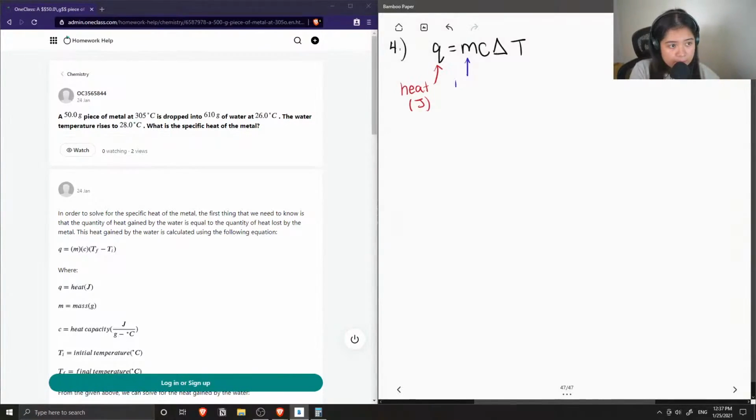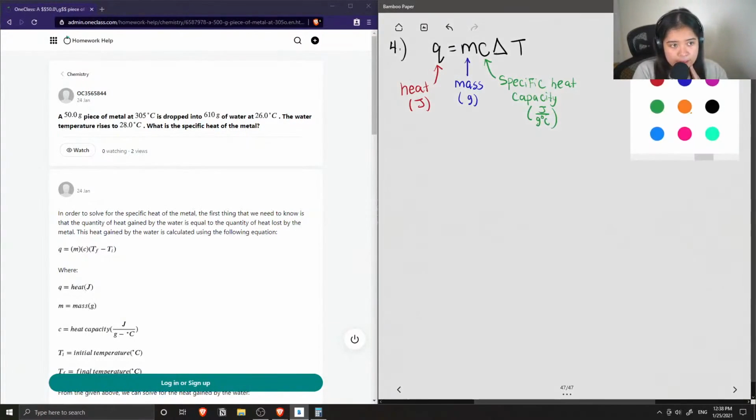M is the mass of whatever component you're focusing on, and it's given in grams. C is the specific heat capacity. Depending on the type of compound you have, it'll have a specific value, and its units are joules divided by grams times degrees Celsius. And finally, delta T is the change in temperature, so it is T final minus T initial.